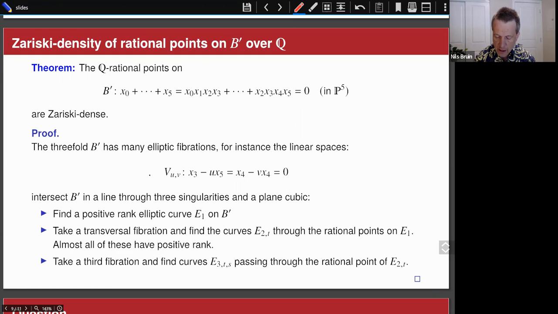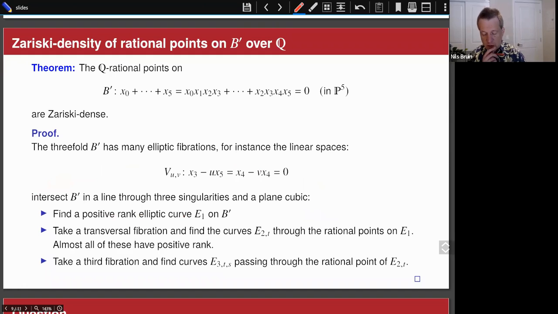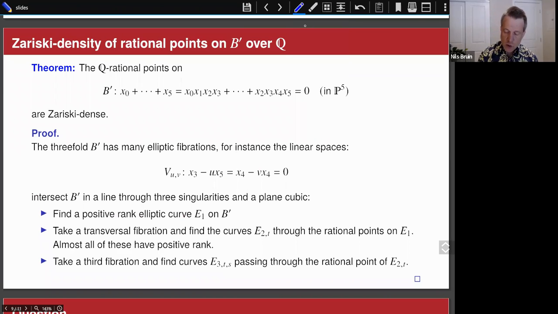And then if you take linear spaces that contain a line that contains 3 of these singularities, then it ends up intersecting your Burkhardt basically in that line together with a plane cubic. So you get loads of plane cubics on this that go through singularities as well. So you can use that to force rational points on them. So they are elliptic curves. And now there's a standard trick if you have loads of fibrations or elliptic fibrations to get loads of rational points on your surfaces as well.